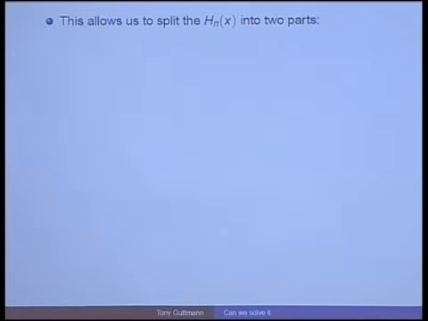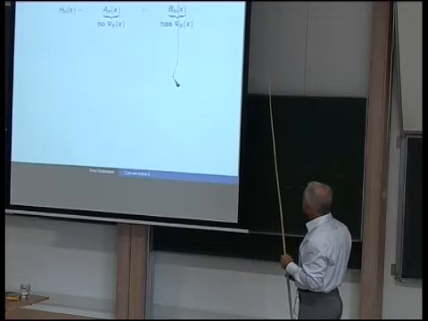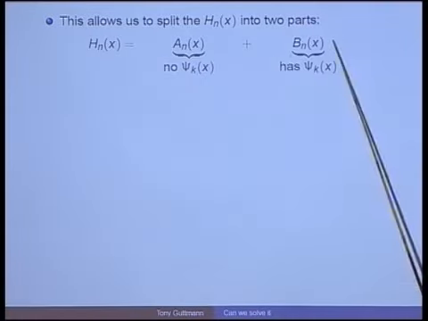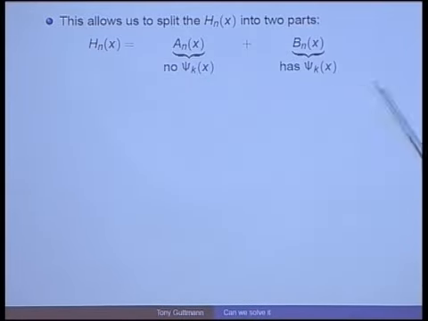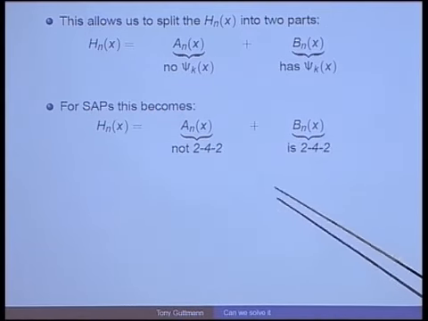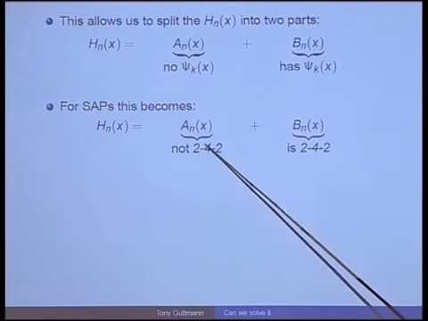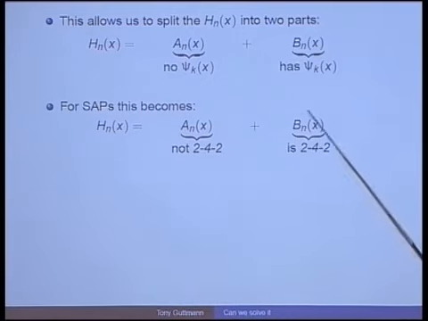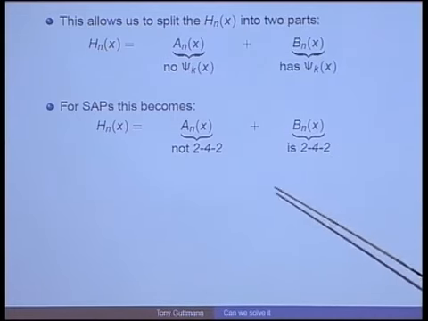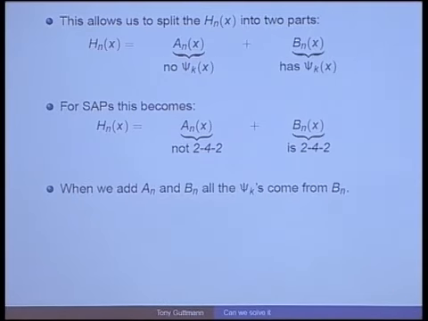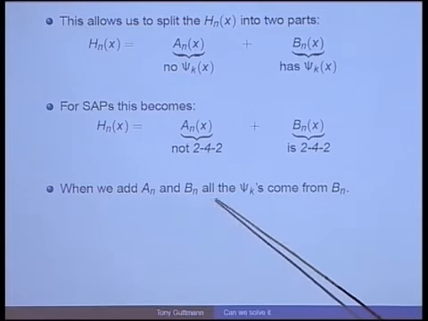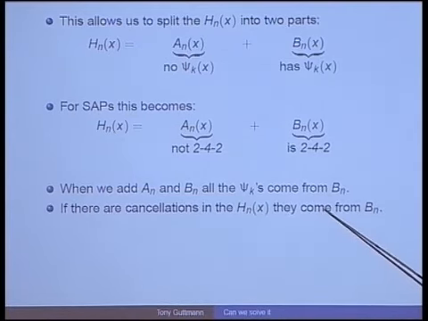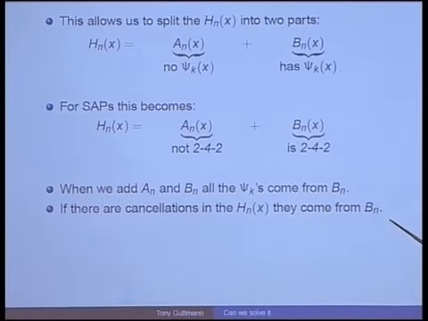So this allows us to split the HNXs into 2 parts. You'll have one part that has no psi kx, and you'll have another part that has some psi kx's in it. And for self-avoiding polygons, this becomes, in particular, a polygon which is not a 2-4-2 type, plus polygons which are 2-4-2 types, which have n vertical bonds. Then, when we add the A's and B's, all the psi k's come from the B's, and if there are any cancellations in the H's, they also come from the B's.